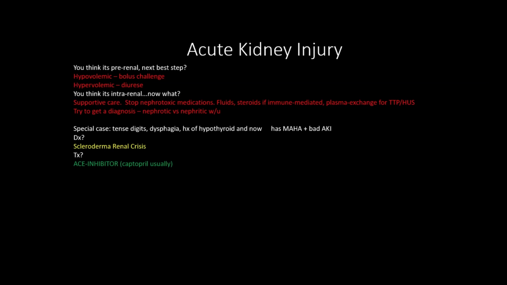So that's always important to keep in mind. Okay, so now let's say we have a different patient. We have an AKI. This is kind of going back to the first part of the slides here. If you think it's post-renal, what's your best next step? And what would you see on an exam that would make you think it's post-renal?